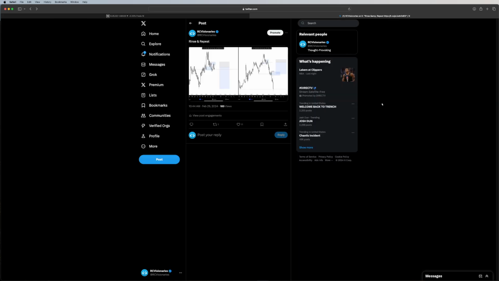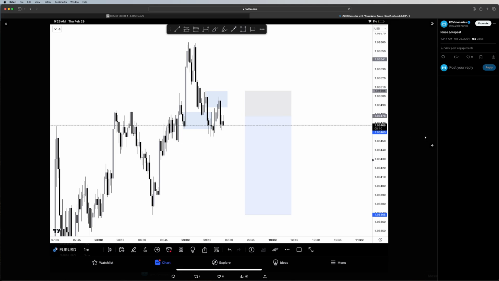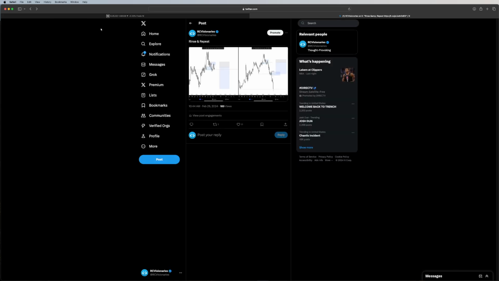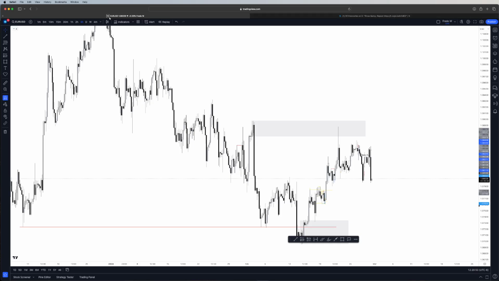If you go to the RCVX page, you guys can see that I posted my before and after, left to right, and price went well beyond our target. But go ahead and get right into the breakdown.